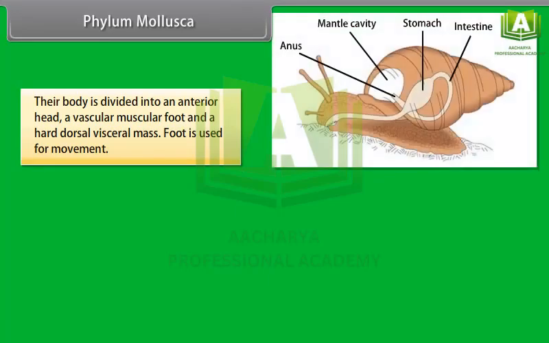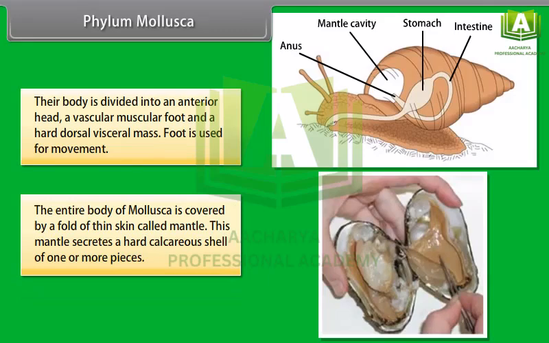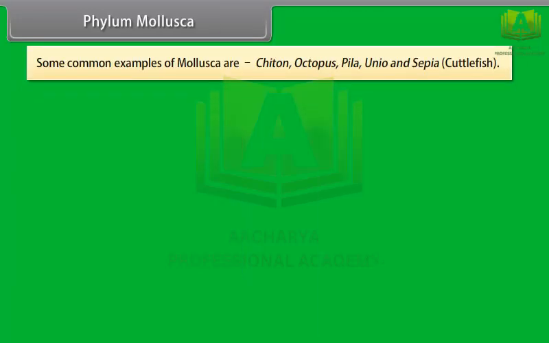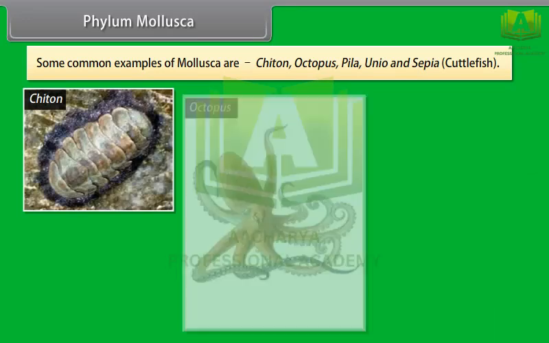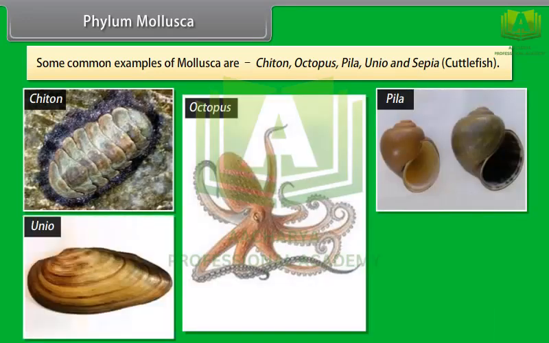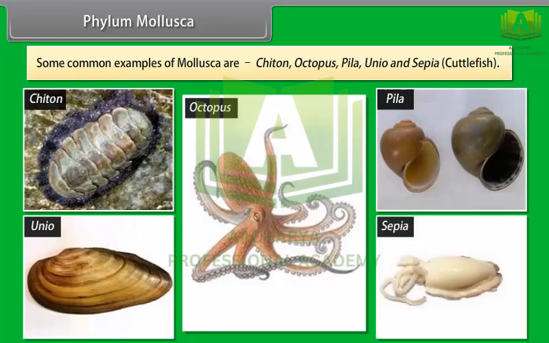Their body is divided into an anterior head, a ventral muscular foot, and a hard dorsal visceral mass. The foot is used for movement. The entire body of mollusca is covered by a fold of thin skin called mantle. This mantle secretes a hard calcareous shell of one or more pieces. Some common examples of mollusca are chiton, octopus, Pila, Unio, and Sepia, cuttlefish.